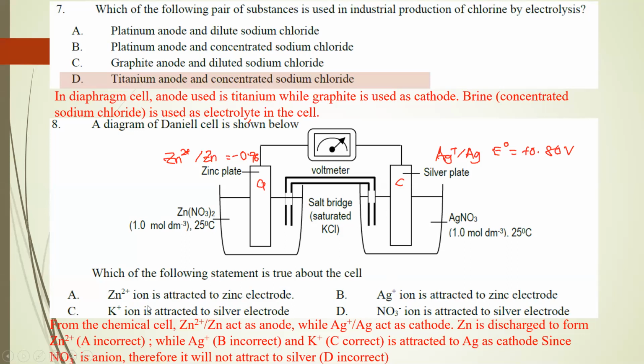And then K plus is attracted to the silver electrode. So K plus is the cation attracted to the cathode, correct? And then nitrate ion is an anion, attracted to the anode, which is the zinc plate, so that one is wrong. So the best answer in here is C. Okay, so teacher, where does the K plus come from? K plus comes from the salt bridge in here. So the best answer in here is C.